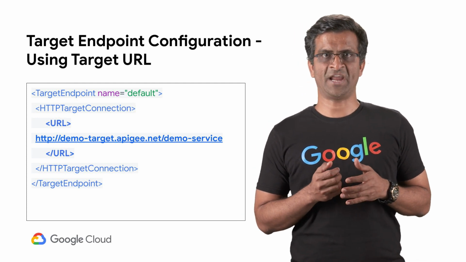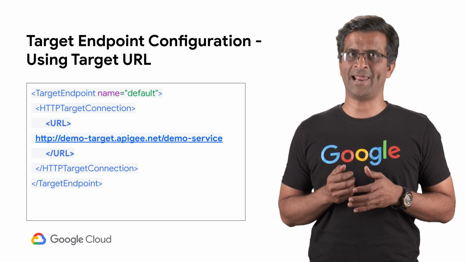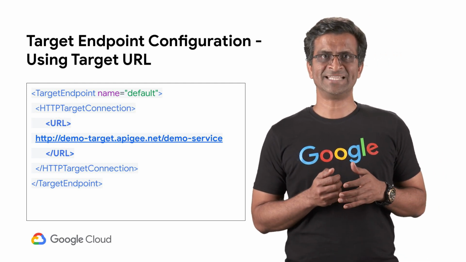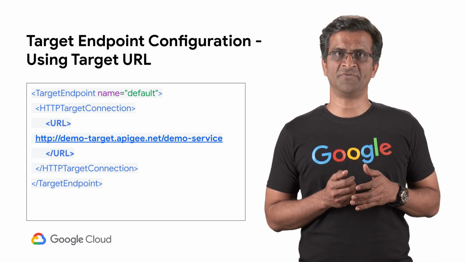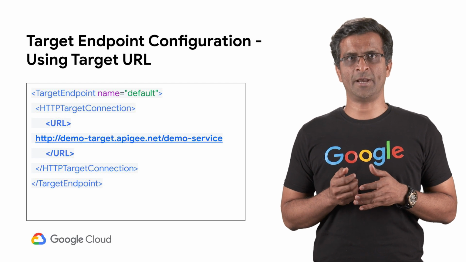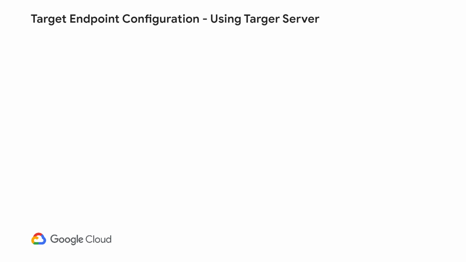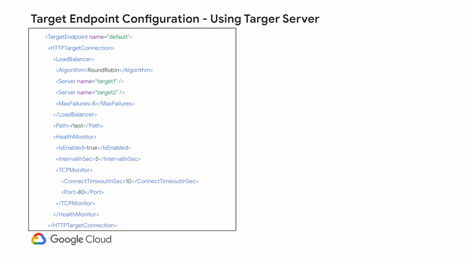The first method is fairly simple, wherein we specify the backend service URL directly in the URL element. Here is an example where we have set the backend service URL as http://demo-target.apg.net/demo-service. Here's another method of defining the target endpoint configuration by using target server.